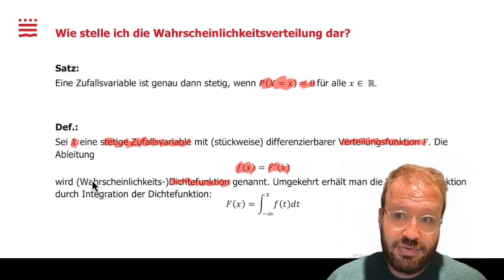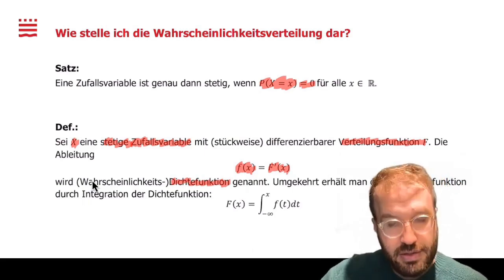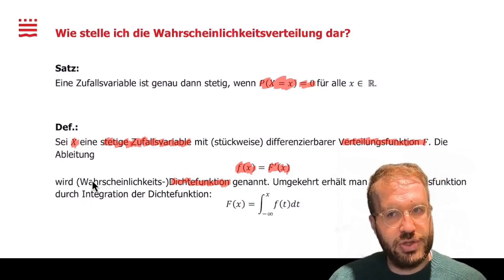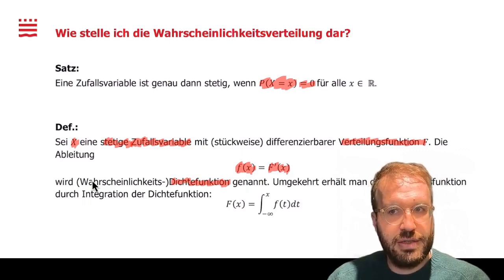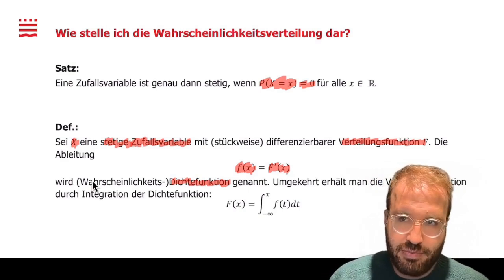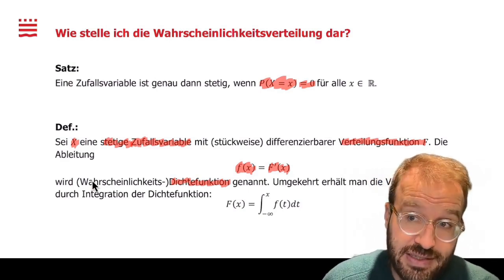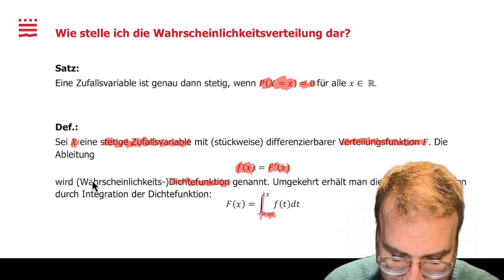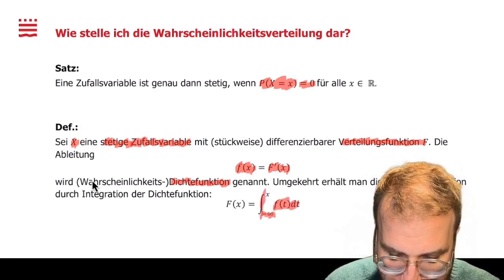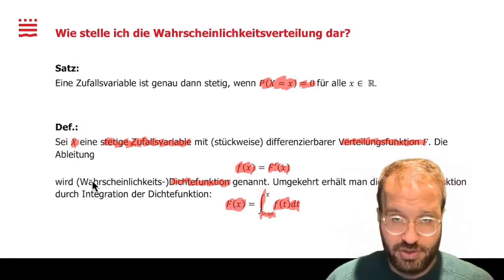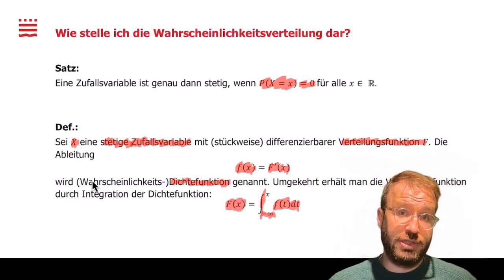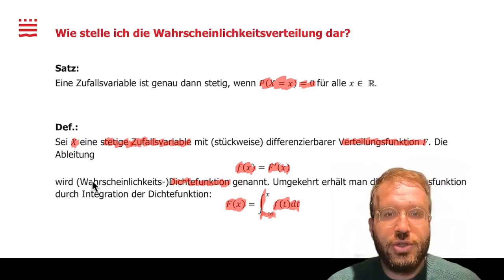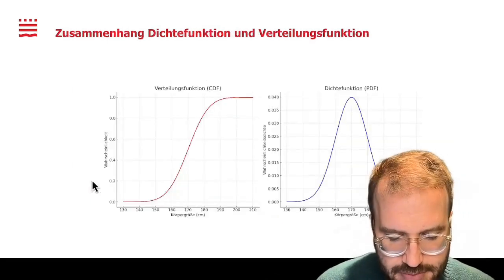Conversely, if we can specify a density function, then we can say, according to the fundamental theorem of calculus, that the antiderivative representing the distribution function is given by the integral from negative infinity to x. So we essentially obtain the distribution function from the density function through the integral. Let's take a quick look at this again in the example.